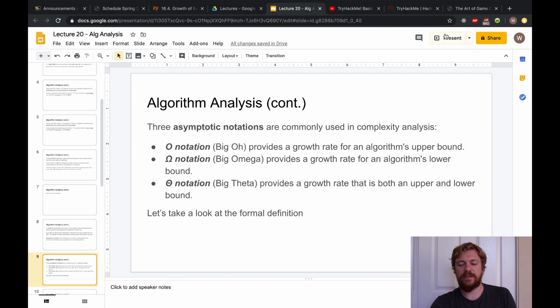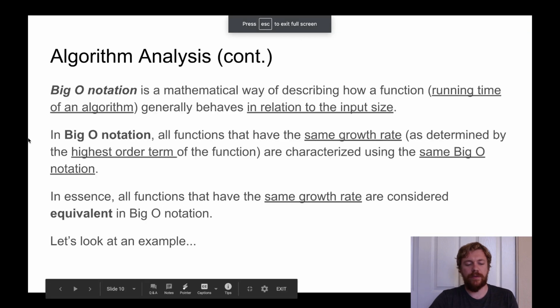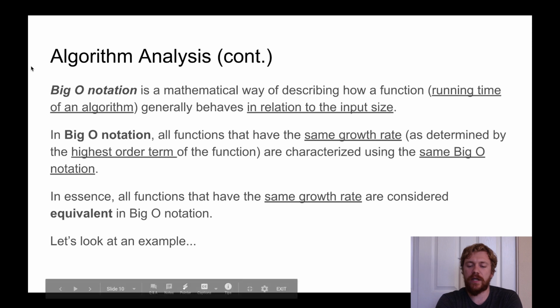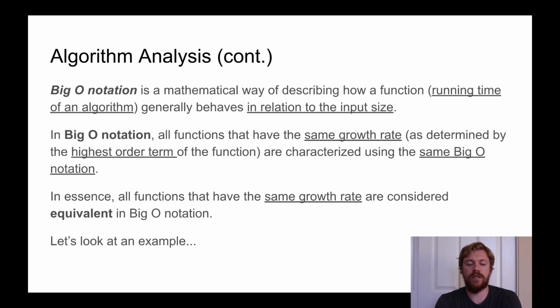So going back to the slides, we'll go a little more in depth on big O. So big O notation is a mathematical way of describing how a function or the running time of an algorithm generally behaves in its relation to the input size.